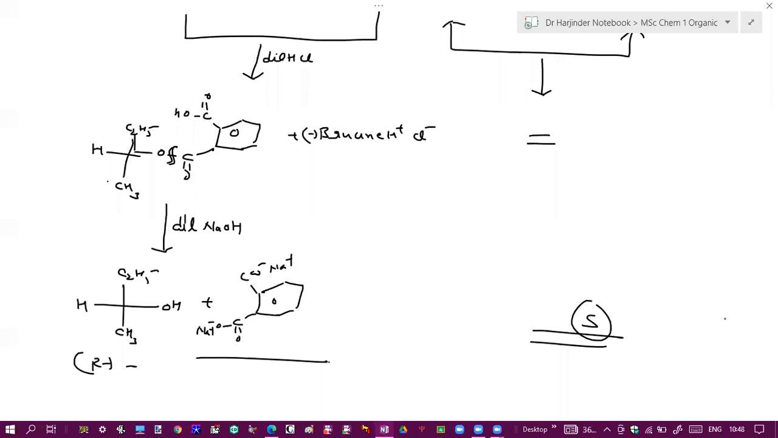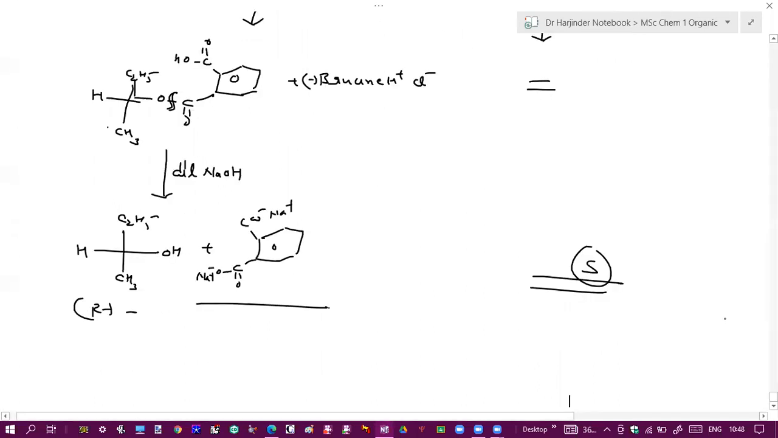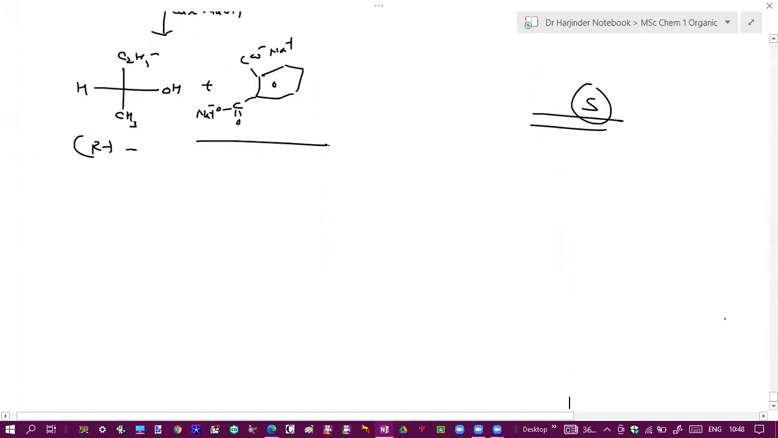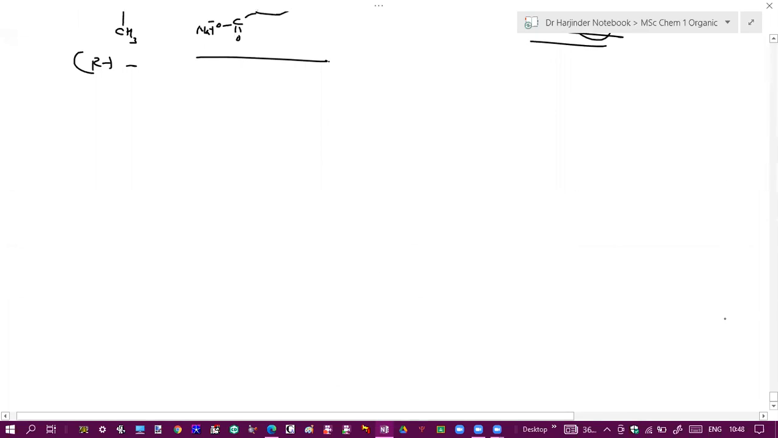Any doubt in this whole procedure? No, sir. Okay. Now next is separation of amino acids. Now let us look at the separation of a racemic mixture of amino acids. Now what are amino acids?